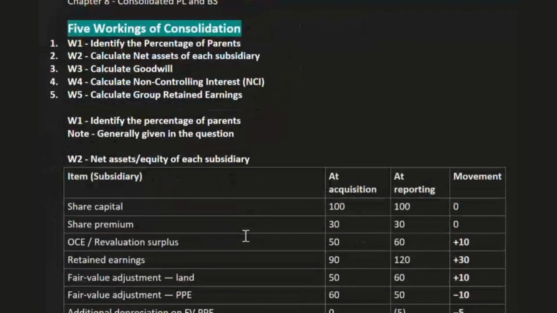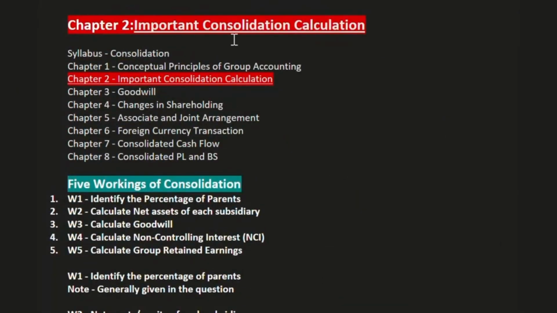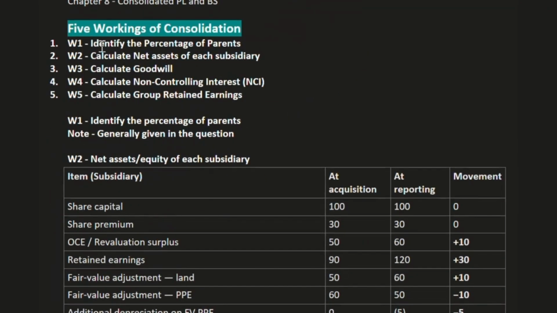Now let's start chapter 2, Important Consolidation Calculation. We need to understand the 5 steps of consolidation calculation. First one is identify the percentage of the parent. Usually this is given in the question itself. Working 2 is calculate net assets of the subsidiary. Working 3 is calculate goodwill. Working 4 is calculate non-controlling interest. Working 5 is calculate group retained earnings.